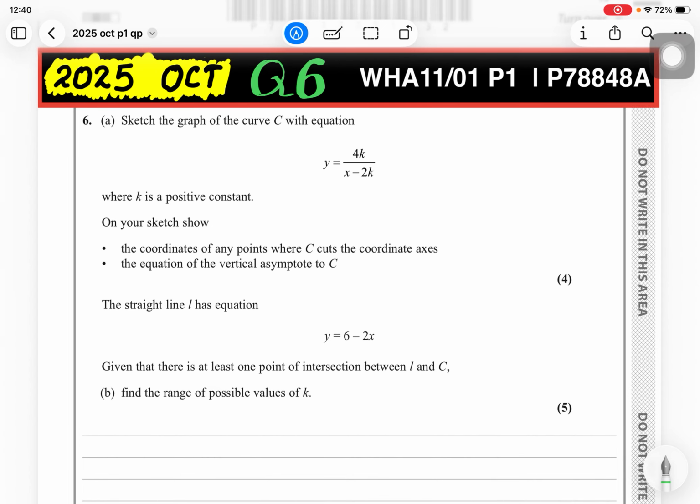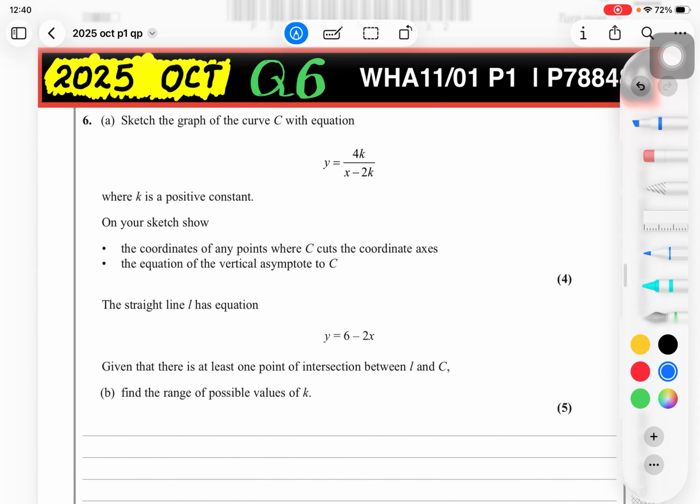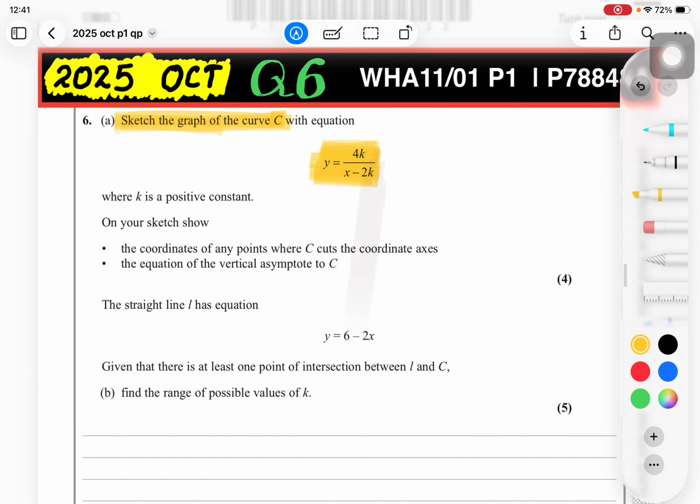And now let's go with question number 6. In question number 6, they're asking us to sketch the graph, the curve C with the equation of this. Okay, if this is the equation, another important piece of information is that they are saying k is a positive constant.